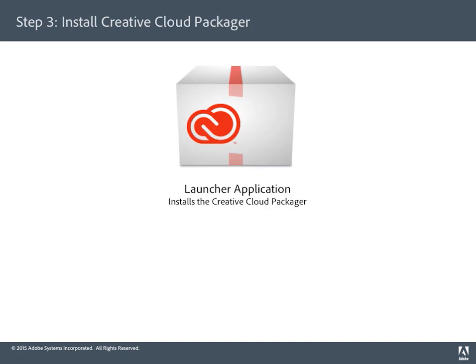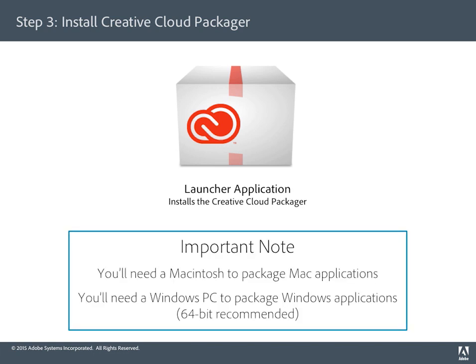You'll need to download the Creative Cloud Packager and install it. From LWS, you will download a launcher application which will install the Creative Cloud Packager for you. You'll need a Mac version to package Mac software and a Windows version to package Windows software. On the Windows side, we recommend a 64-bit OS. Please note, if you have already downloaded and installed an older version of the Creative Cloud Packager, you will be prompted to update to the current version of CCP.